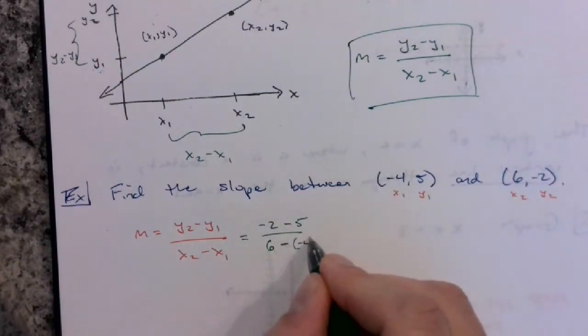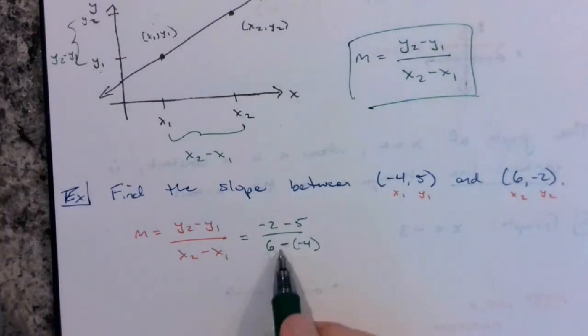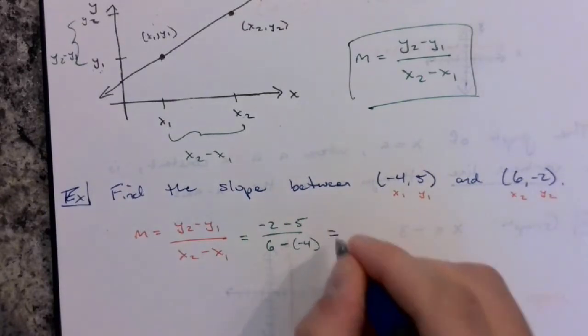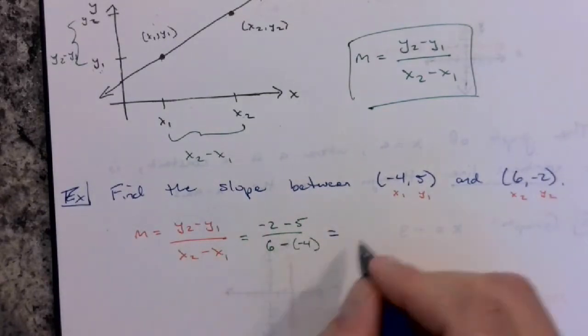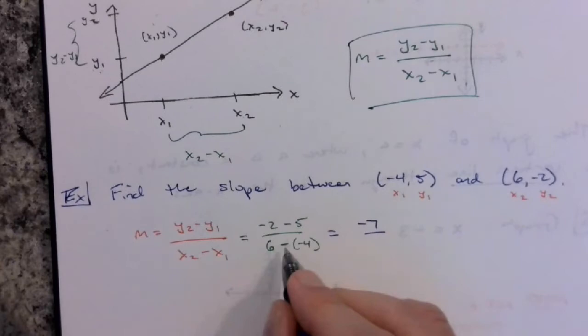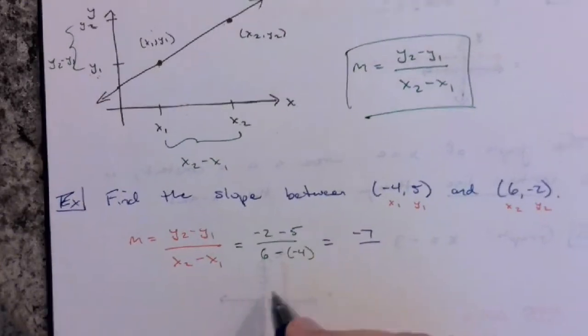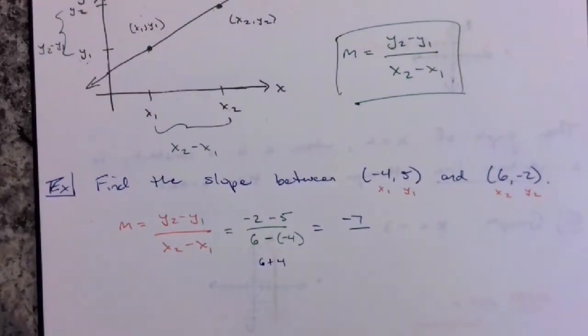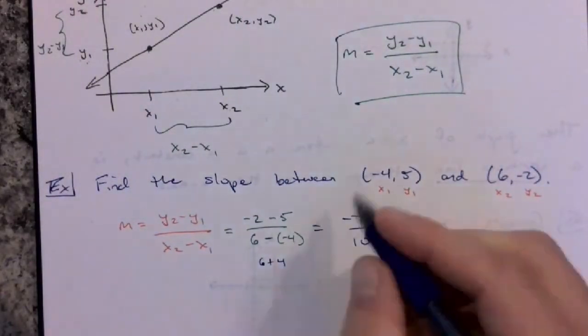So it's minus a negative 4. Make sure you see this. The first negative is from the formula. x1 is a negative 4, so you make sure you have two negatives there. And negative 2 minus 5 is negative 7 over 6 minus a negative 4 really is the same as saying 6 plus 4. So that gives us 10. Negative 7 over 10. If it doesn't reduce, we'll leave it as negative 7/10.